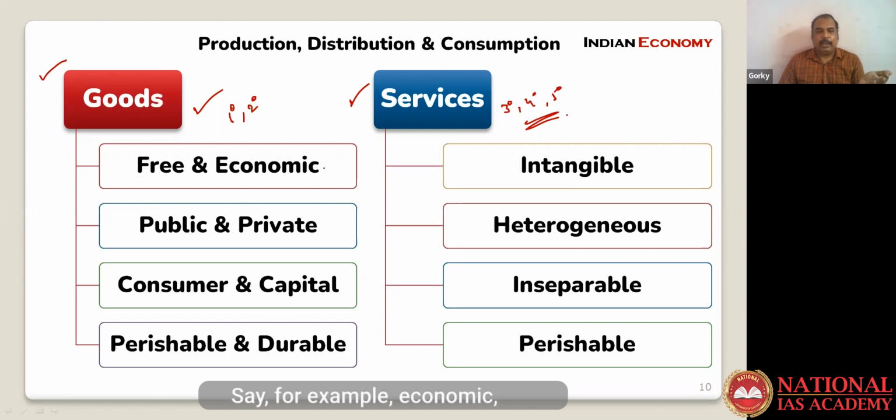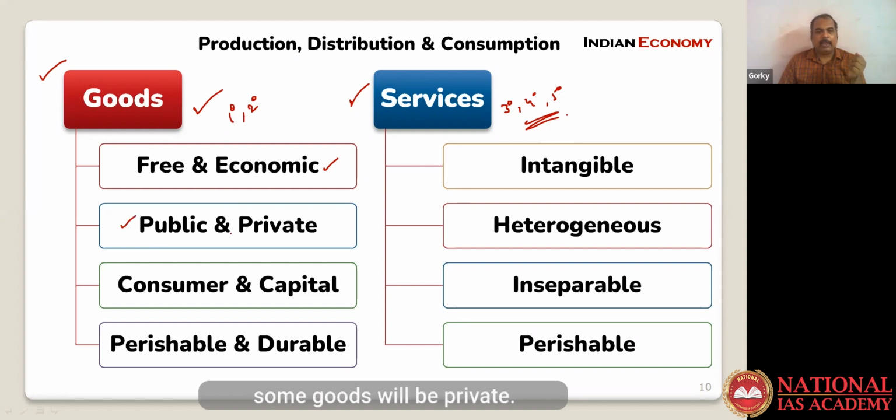Economic goods come through some economic activity. You do some business, you do some agriculture or manufacturing, whatever it may be. Through some economic activity, you get that particular good. Then we call it an economic good. These goods will be purchased for a particular cost, right?